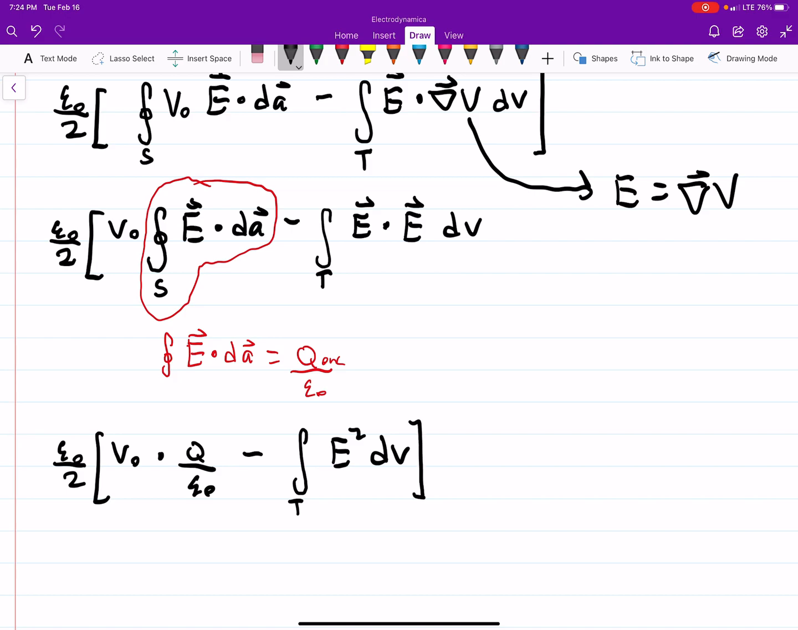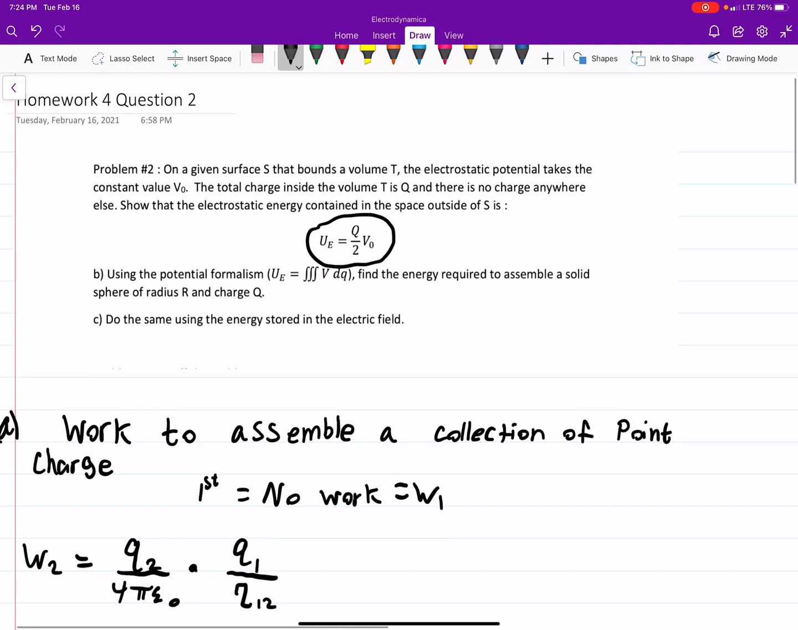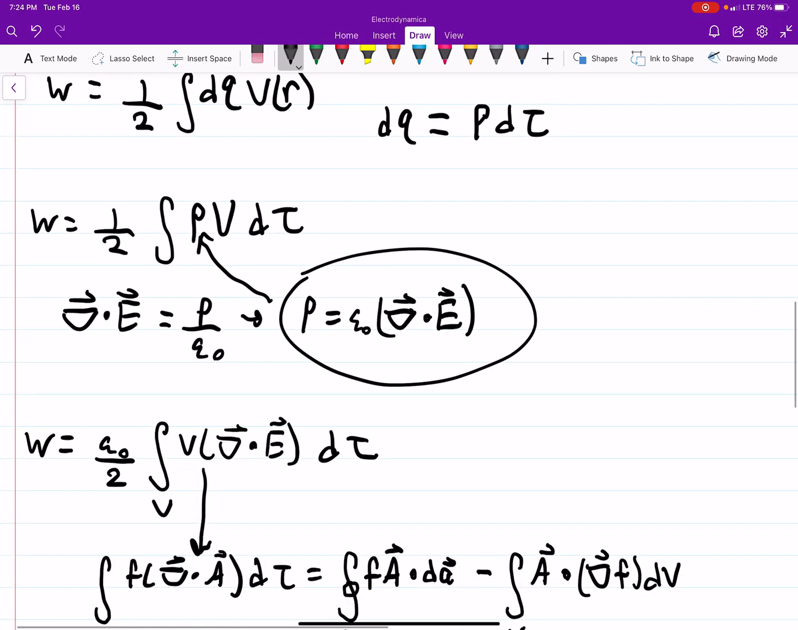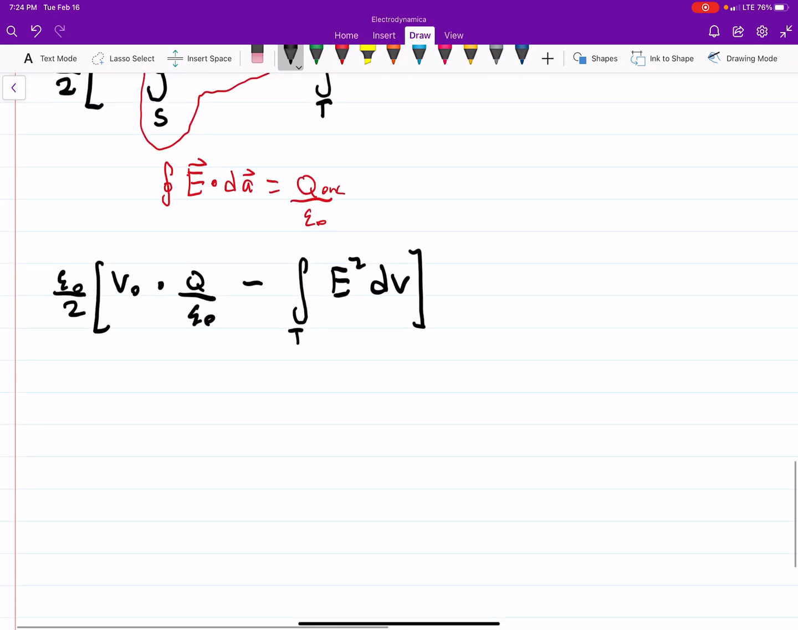Okay. Now for part A, it wants to show that the electrostatic energy contained in the space outside of S. So for that, we're only interested in this first part here. Okay, and if we distribute that, your epsilon naughts cancel, and what are we left with? Q over 2 epsilon naught. That's part A. Okay. Part B.